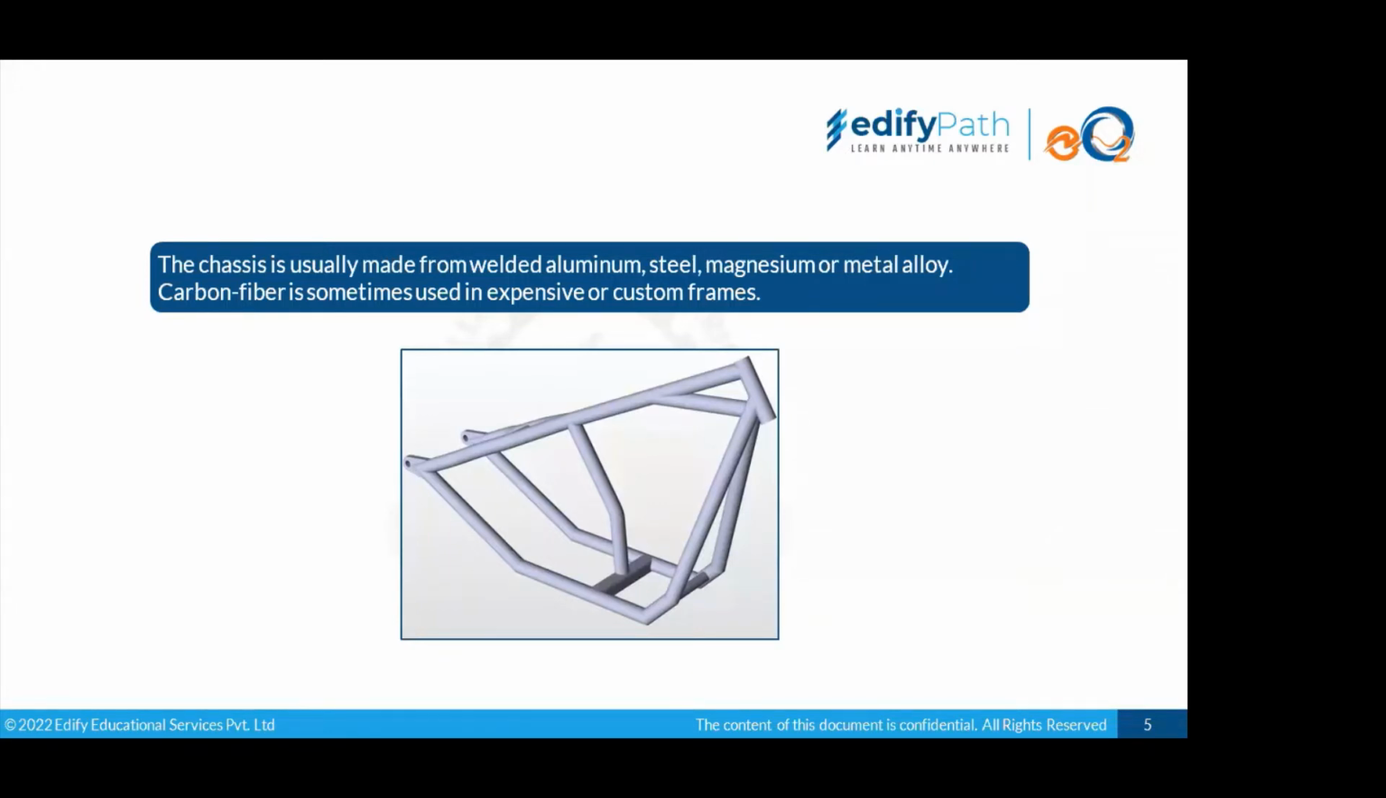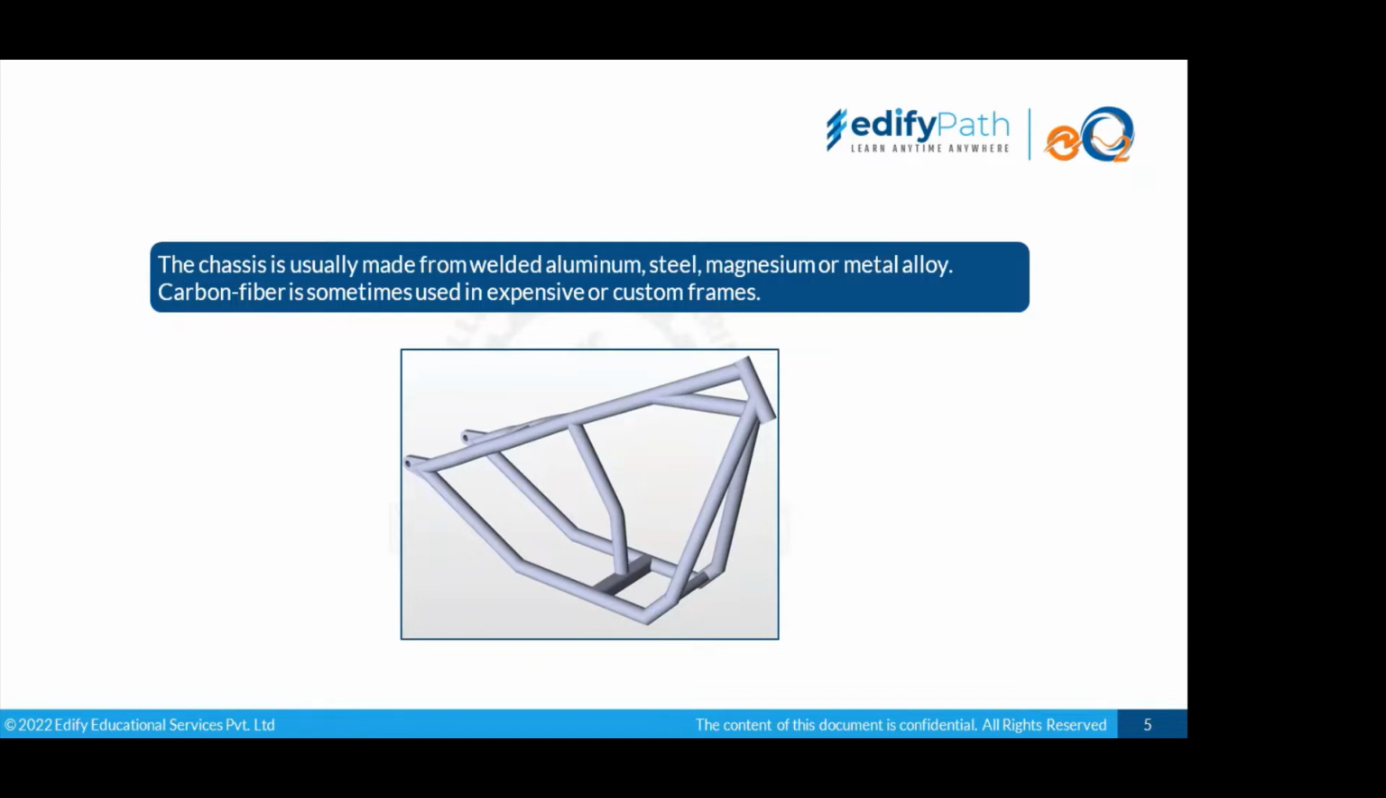Carbon fiber is sometimes used in expensive or custom frames. So carbon fiber again gives a very good strength, and the advantage that we have with carbon fiber is it reduces the weight of the chassis like anything. It could reduce like half of the weight of a normal material. Then it would reduce that weight by half.